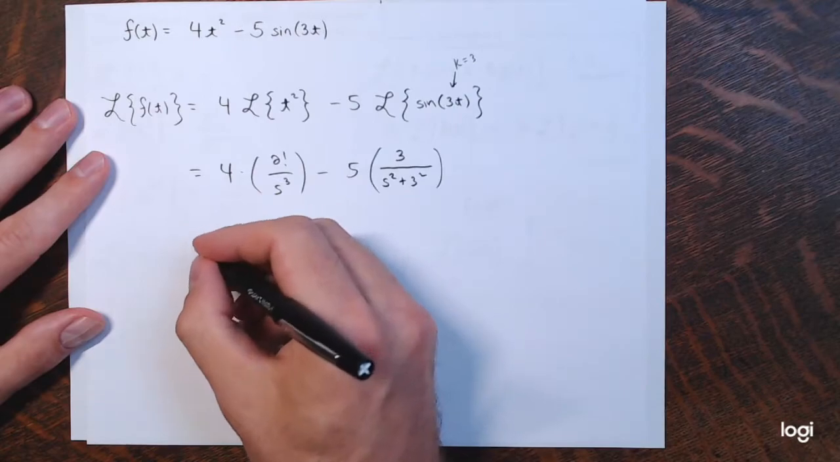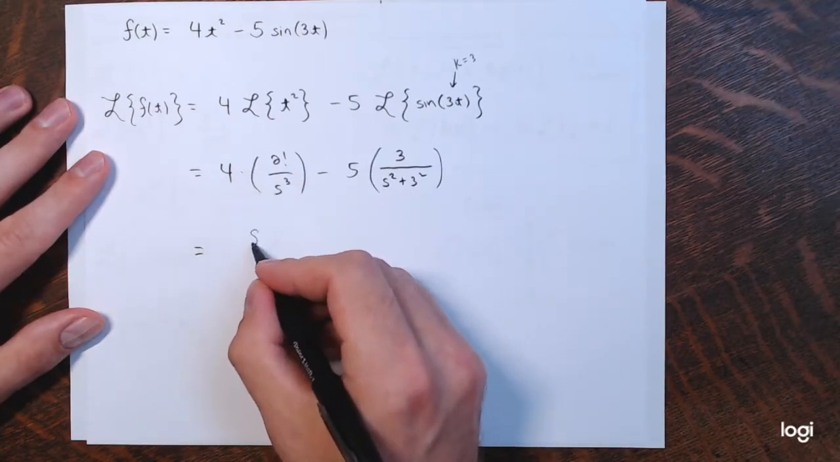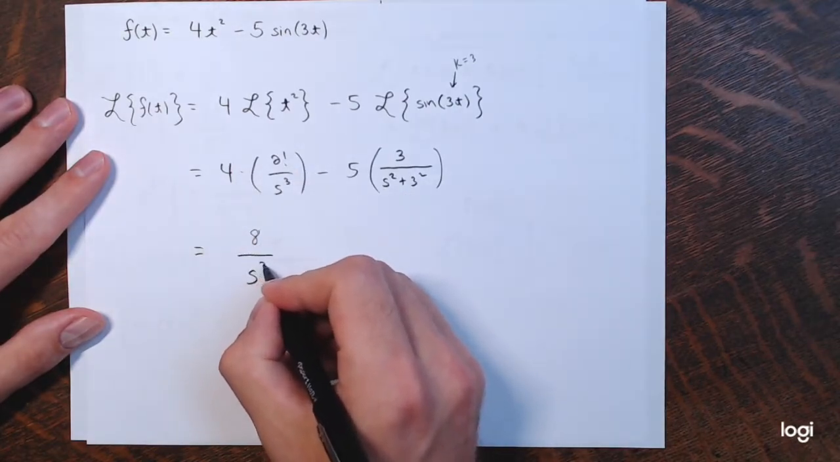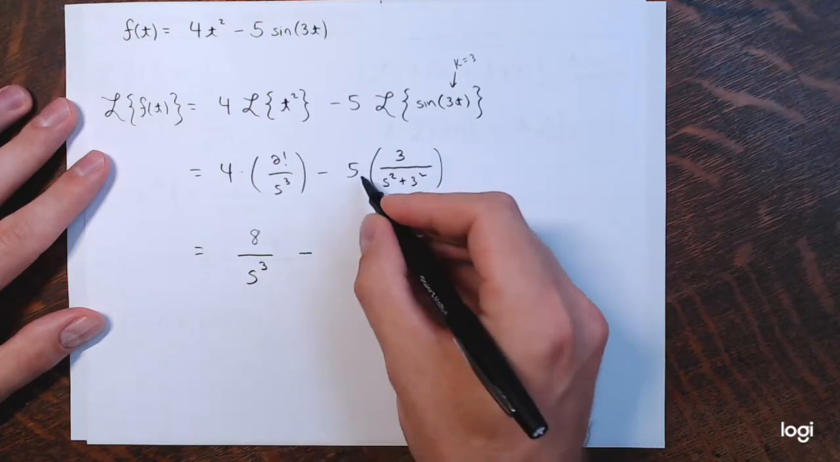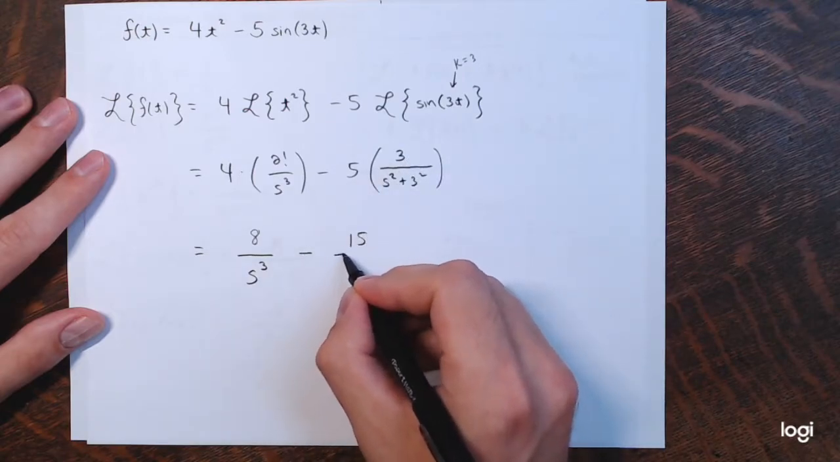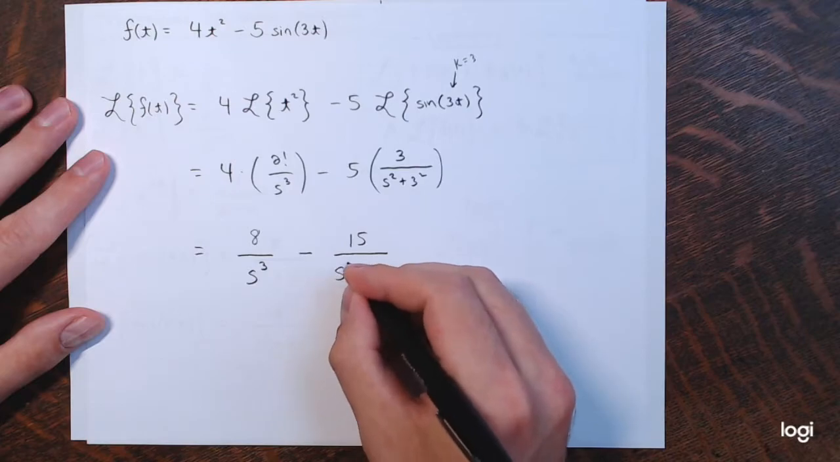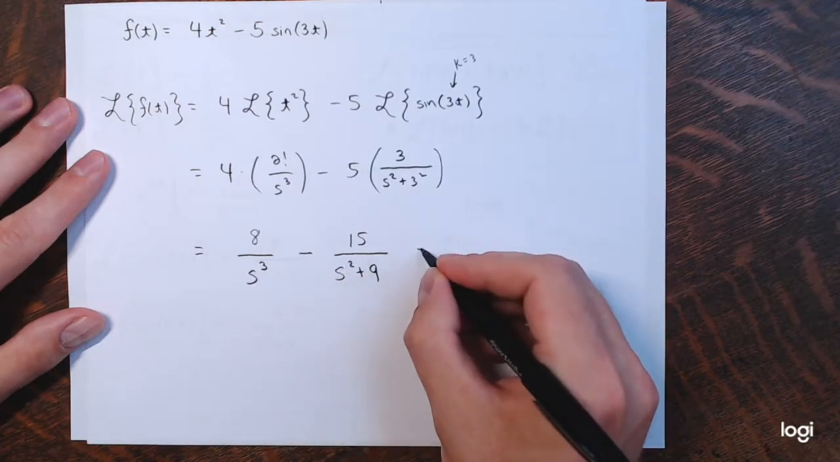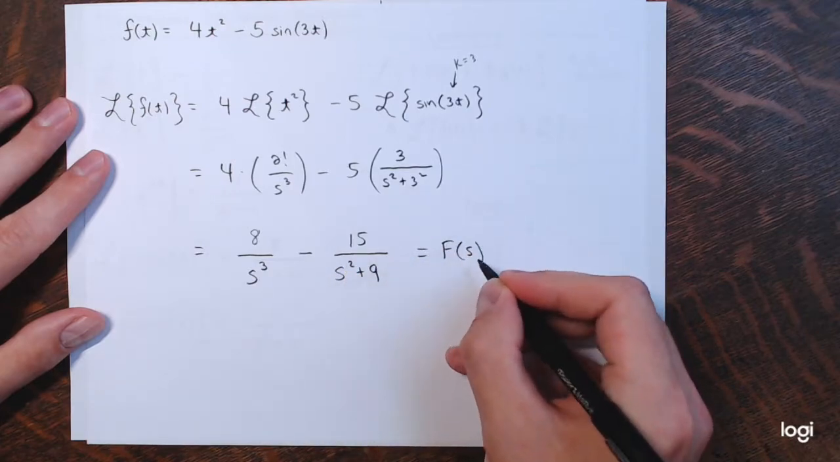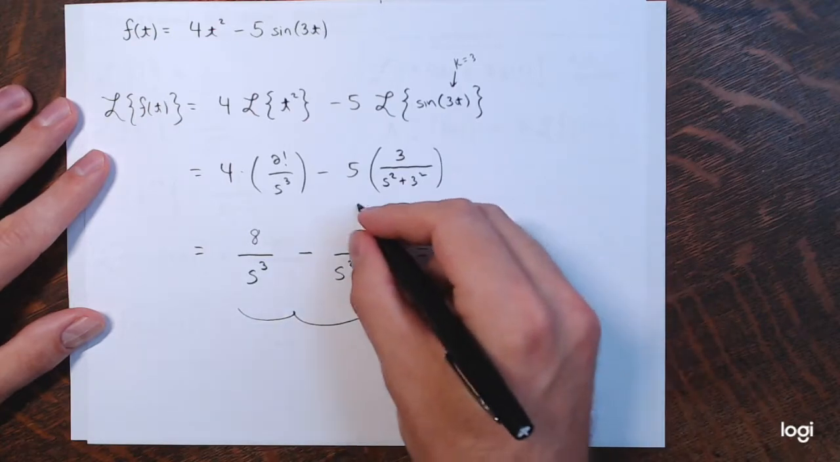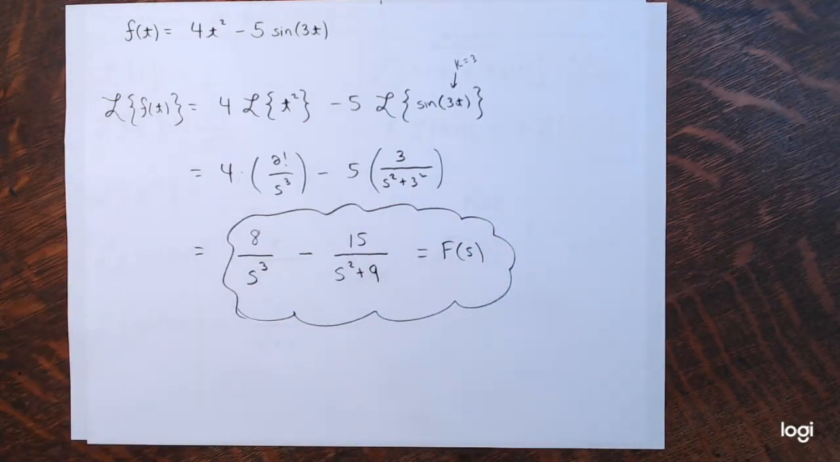And then simplifying a bit, this is 4 times 2 is 8 over s cubed minus 15 over s squared plus 9. And there you have it. There's the Laplace transform of the function we were given, very quickly, very easily, and without having to use the definition, without having to use some crazy integral.